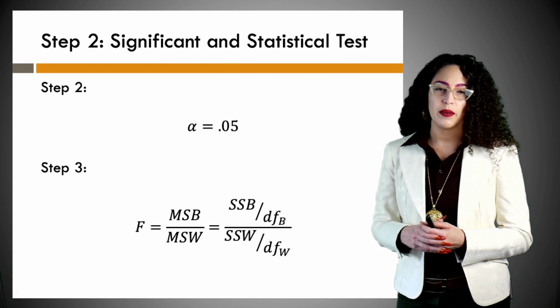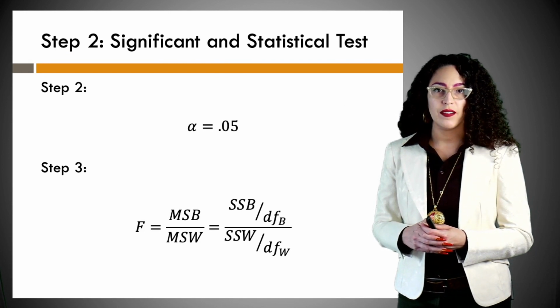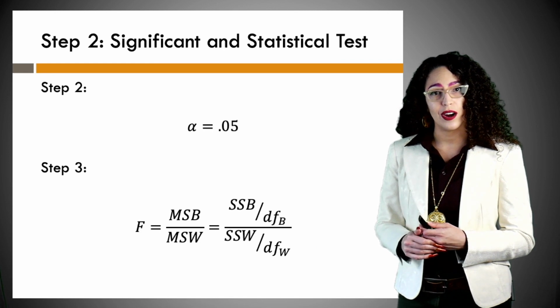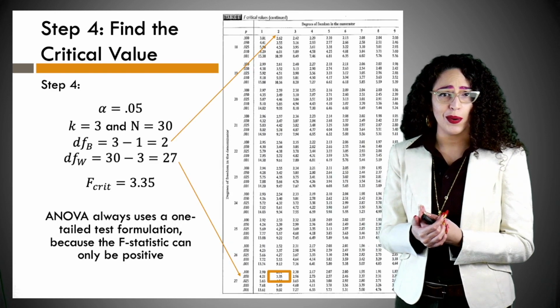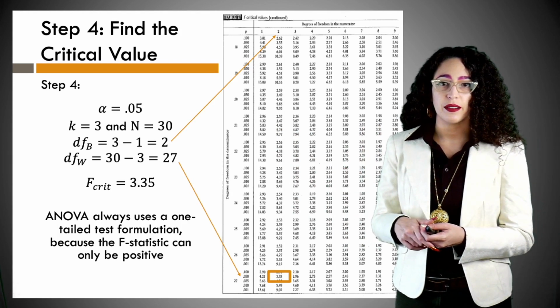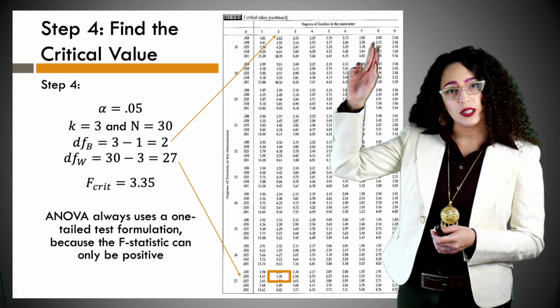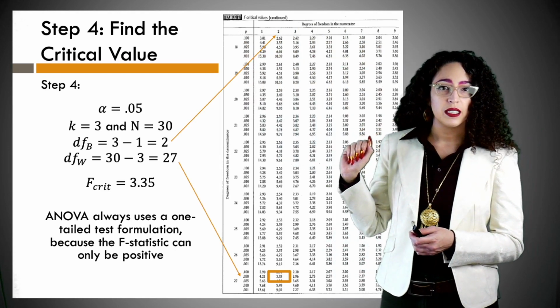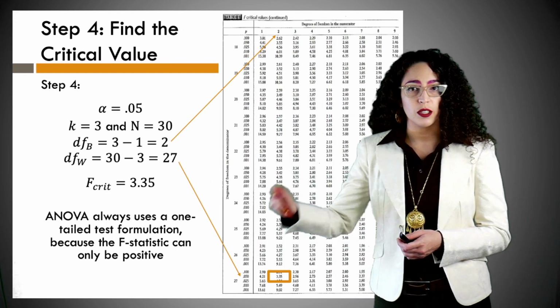Step 2 and 3, we have an alpha level of 0.05, and we are going to run an F-test for our ANOVA. Step 4, find the critical values. This is just another type of F-table. There are many out there. We are going to look for our between degrees of freedom up here, and over here we're going to look for the within.